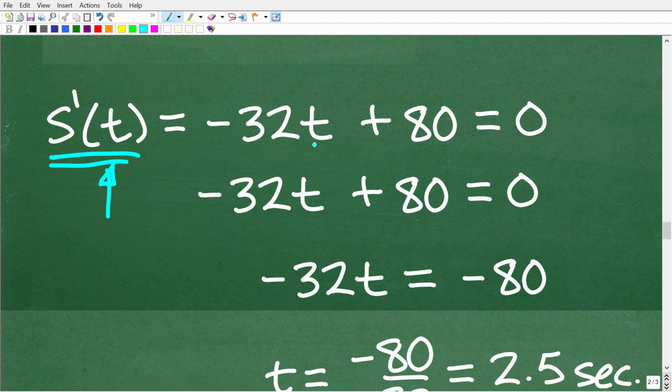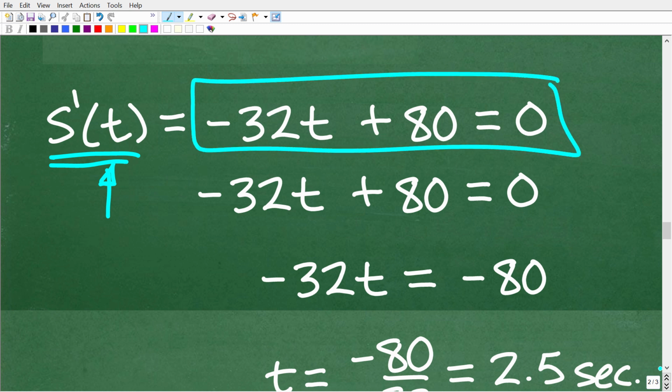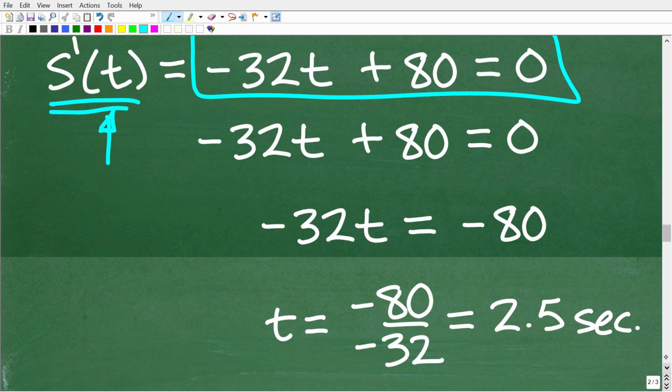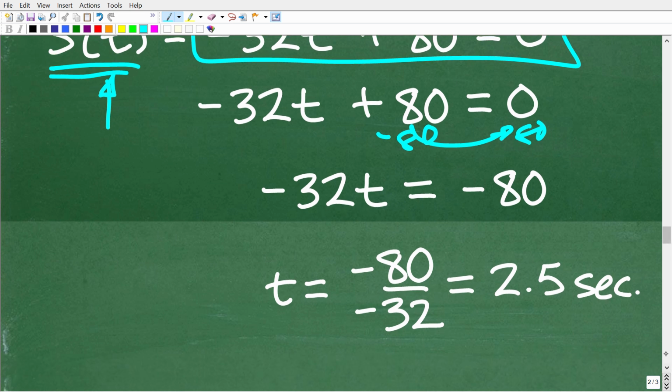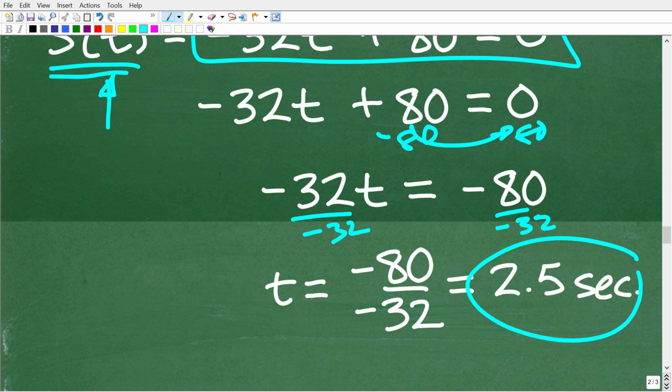So that's negative 32t plus 80, and we're going to set this equal to 0 and do this simple algebra, which is not that difficult. So negative 32t plus 80 is equal to 0. We'll move the 80 to the other side by subtracting 80 from both sides of the equation. And we have negative 32t is equal to negative 80. So to solve for t, all we have to do is divide both sides of the equation by negative 32. And when we do that, we get 2.5 seconds.